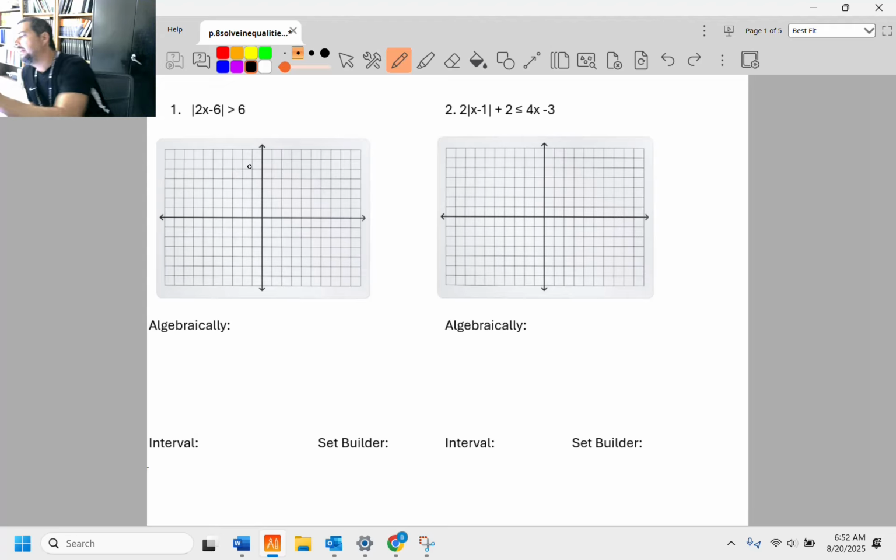Alright, so here's your P8 solving inequalities. I'm going to start off by doing an absolute value one. So we're going to solve by graphing and algebraically. You can look at this and realize that that's a right one up two.